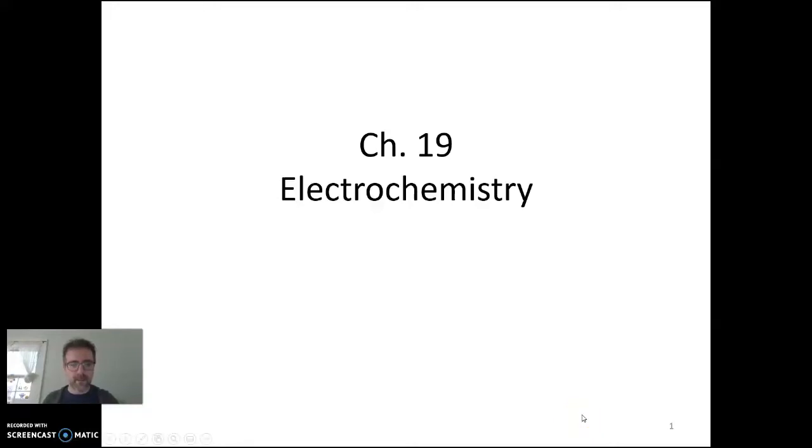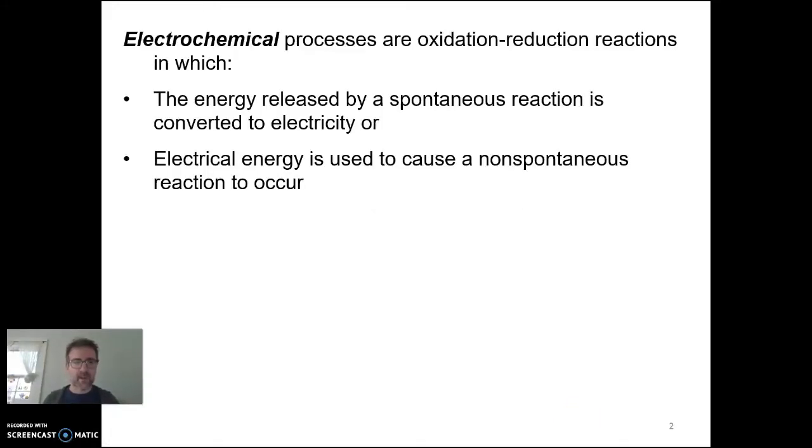Okay, chapter 19 will be about electrochemistry. Electrochemical processes are what are called oxidation-reduction reactions. There are two ways that these can go. Either the energy can be released by a spontaneous reaction that is converted to electricity, or electrical energy can be input into the oxidation-reduction reaction system to cause non-spontaneous reactions to occur.